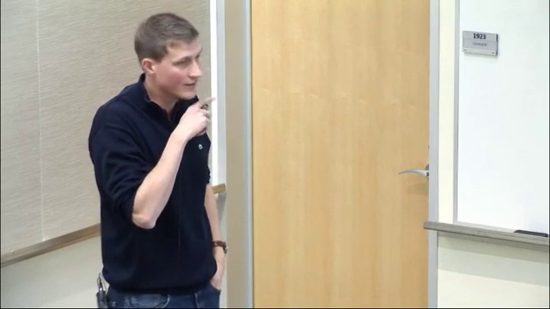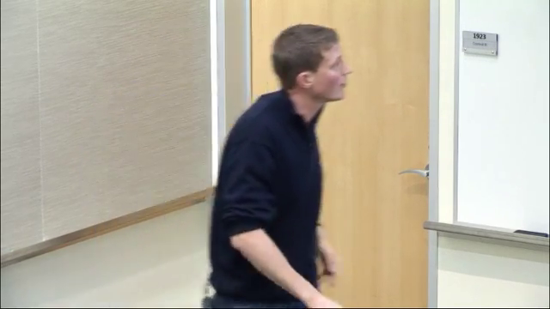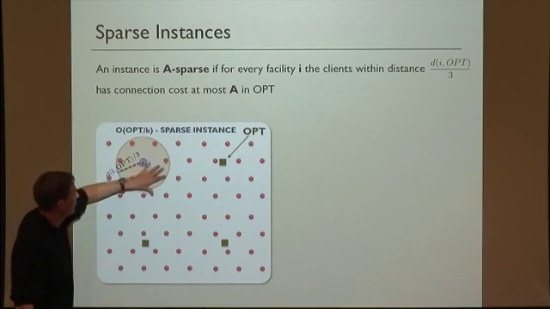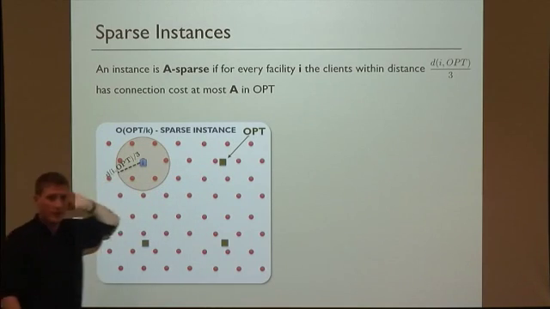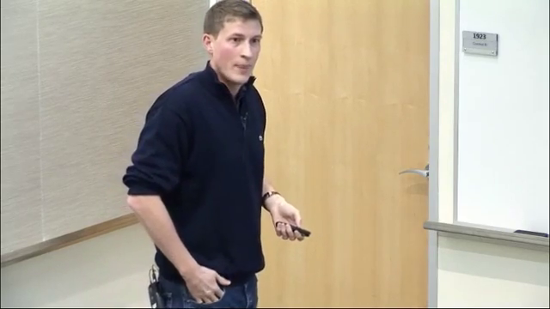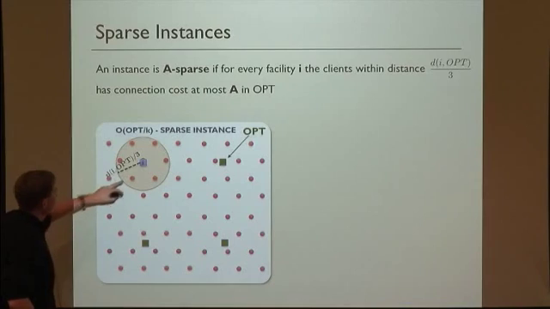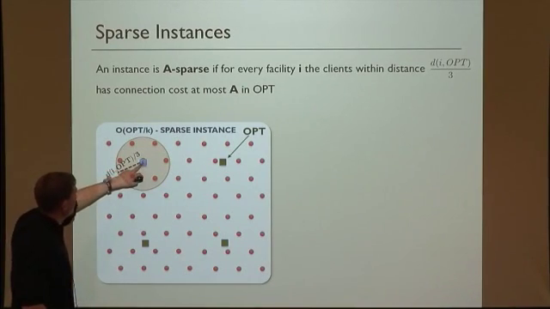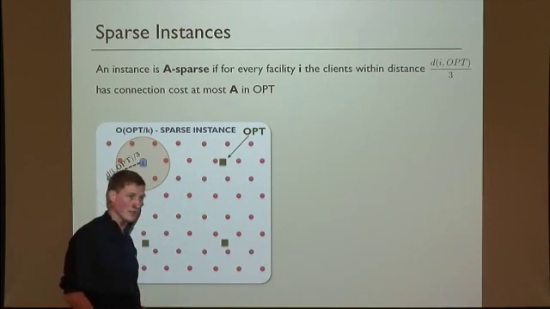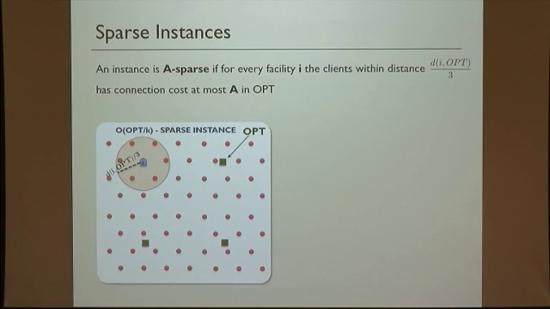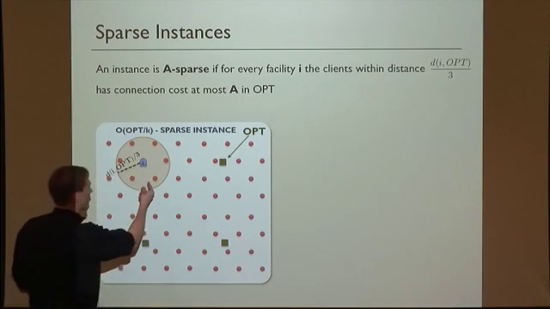Does that make sense, the definition? I look at a small ball around a facility. I look at all the clients. What's the connection cost in the optimum? I don't want it to be very big compared to opt, because that would mean that if I remove this facility, then I would increase the cost a lot compared to opt. Is d_i^opt the average connection cost of a client to I in the optimal? No, d_i^opt is the distance from the facility I to the closest facility in the optimal solution. So the connection cost of a client here in the optimal solution would be at most 2/3 of this.